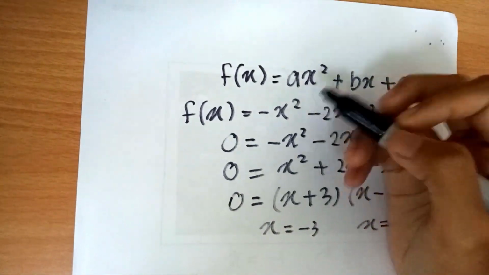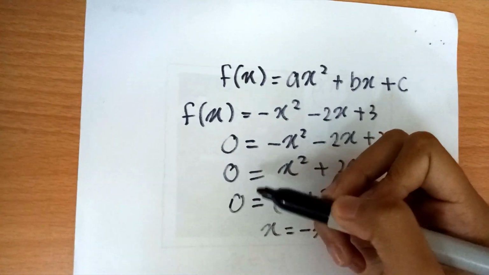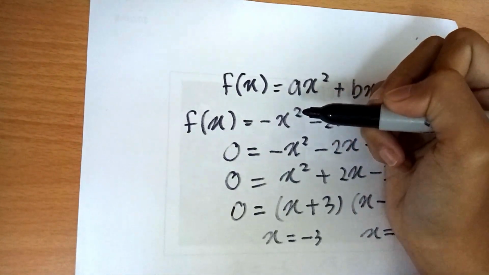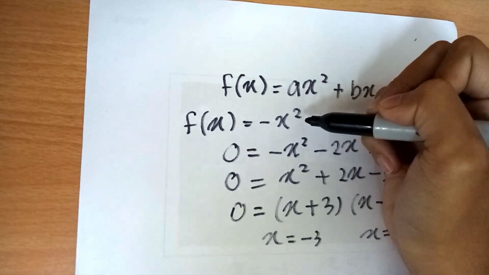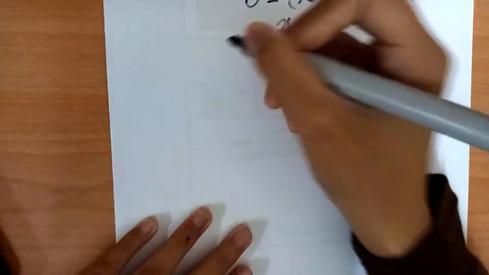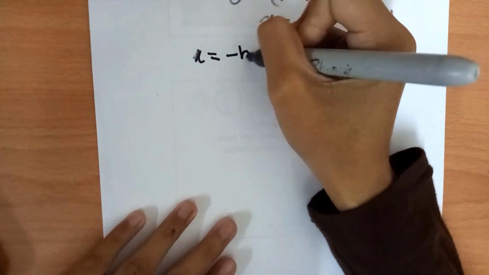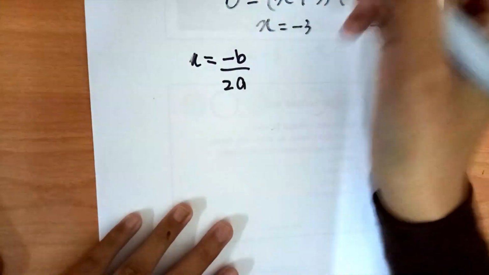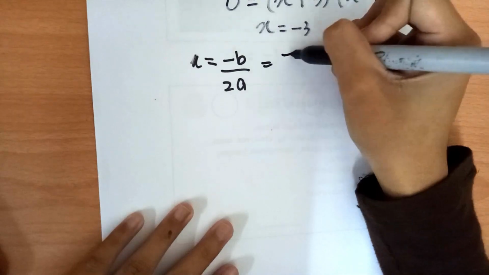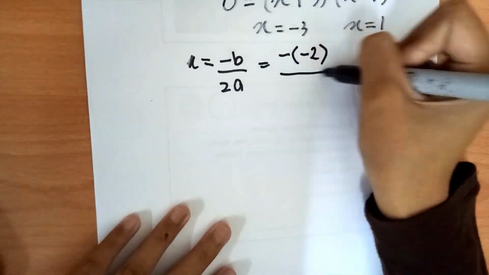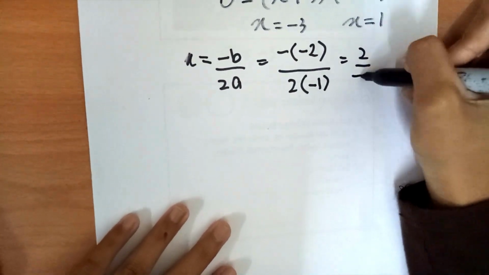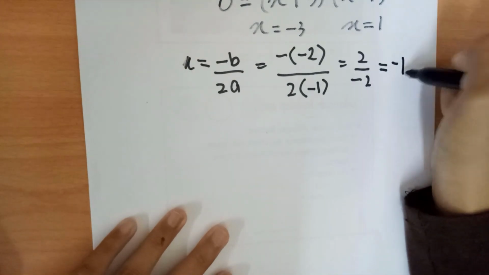From the equation we can identify the shape of the graph, whether it's facing downward or upward. From this equation, when a is less than 0, it's facing downward. The x coordinate of the maximum value is given by the formula x equals negative b over 2a. So we substitute the values of b and a from the equation, which becomes negative 2 over 2 times negative 1, which becomes 2 over negative 2 equals negative 1.